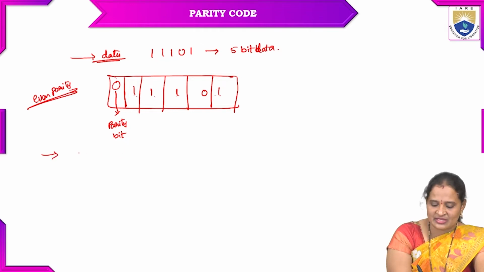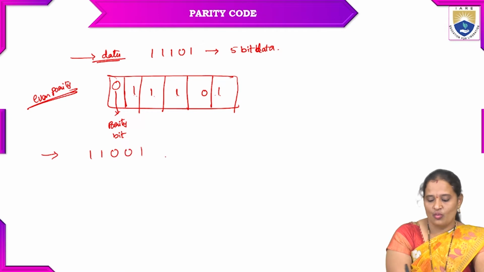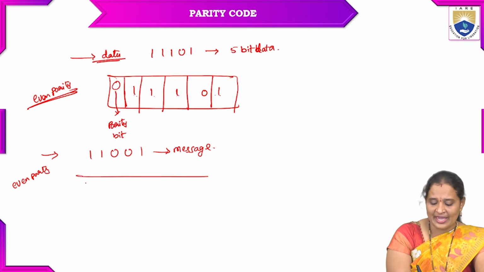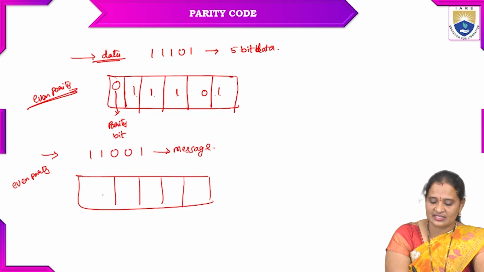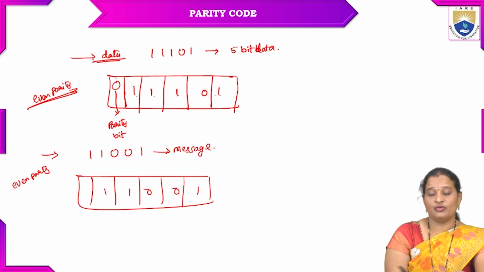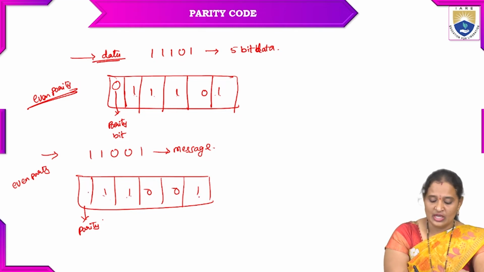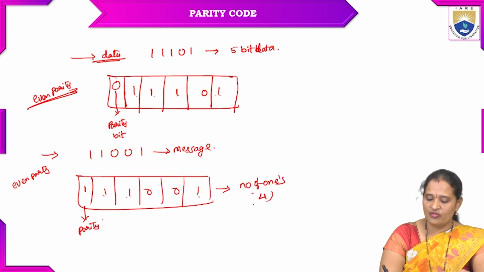Let us take another message, which is 11001. This is my message. Now I want to generate a code using even parity again. So what should we do? Again, I'm adding the bit on the most significant side. This is my parity bit. So how many ones do we have in the message? 1, 1, 1, that is 3. In order to make even parity, the extra bit added should be equal to 1, such that the number of ones in the entire code becomes 4, which is even.